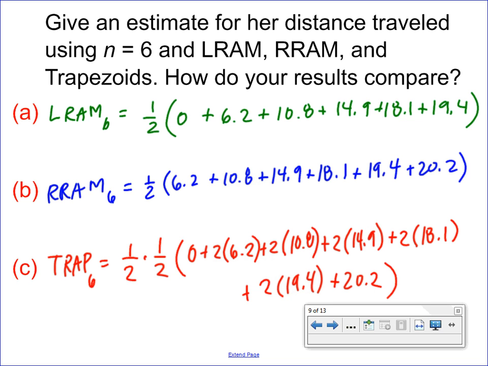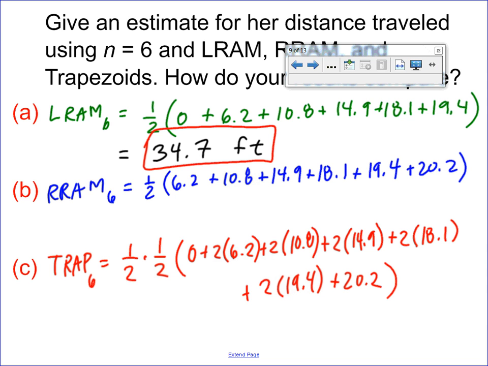Danny, you got your LRAM? 34.7. Anybody get the 34.7? Corroborate? Great. You have the right? I have the trap. I'm going to go right. And who has the right? Kobe? 44.8. Anyone else get the 44.8? Cool.